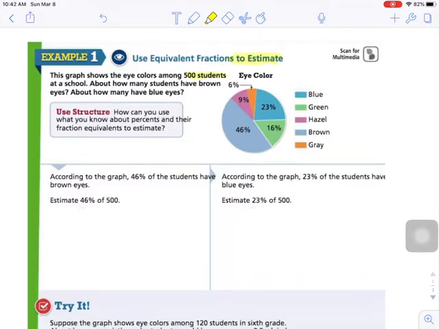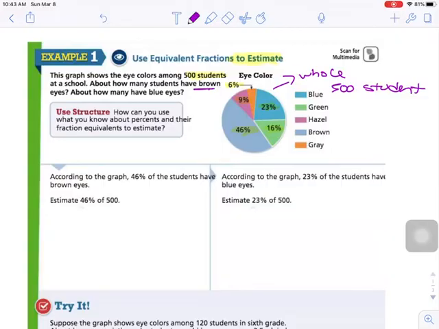So if we look at this graph here, our whole is 500 students. That's how many total we have. So that's our whole. And then we have a bunch of different parts here. It says 23% are blue eyes, 16% have green, 46% have brown, 6% have gray, and 9% have hazel eyes. So first it's asking us to estimate how many have brown eyes. So brown we know has 46%, and we know our whole is 500 students.